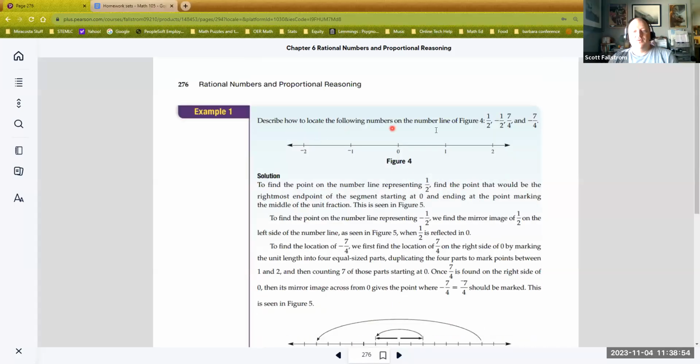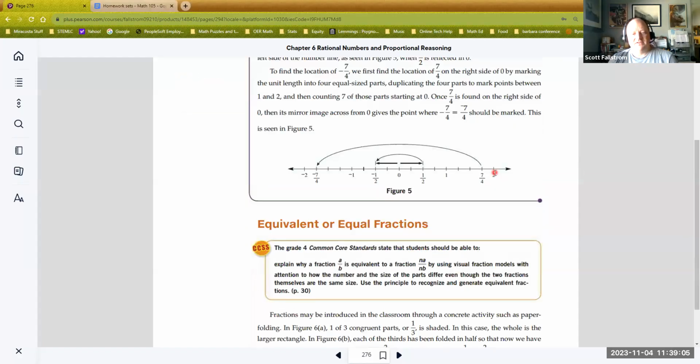Here we go. How to locate the following numbers. Now notice they gave you denominators of 2 and 4, and that's really helpful because you can break things in half very quickly. And if you break them in half again, you get quarters. So that's kind of the nice piece there.